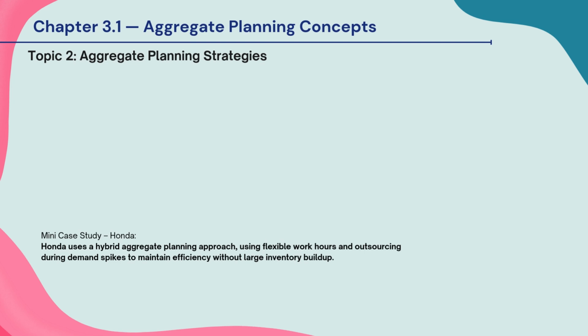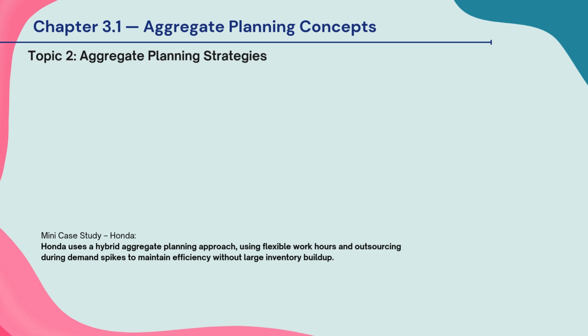This slide covers the three main aggregate planning strategies: chase, level, and hybrid. Chase strategy matches production to demand each period. It keeps inventory low but causes frequent hiring and layoffs. Level strategy keeps output steady and uses inventory to handle demand changes. It offers a stable workforce but increases inventory cost. Hybrid strategy combines both to balance cost and stability, though it's more complex to manage.